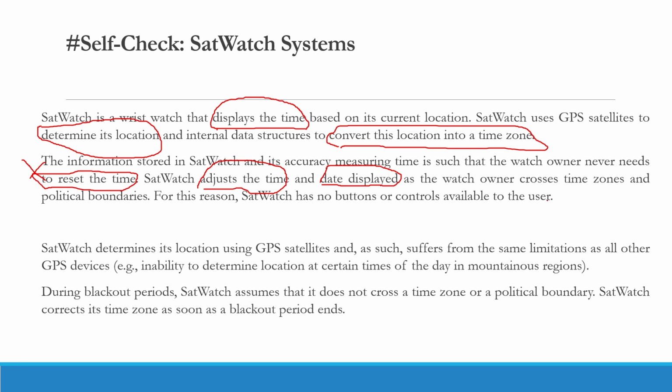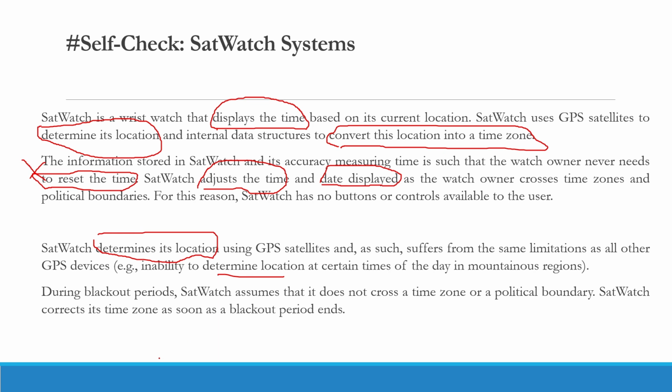Determine location using the GPS. GPS satellites, like all other GPS devices, suffer from some limitations in determining location at certain times of day in certain regions. During the blackout period, SatWatch assumes that the owner does not cross a time zone or political boundary. SatWatch corrects its time zone as soon as the blackout period ends.